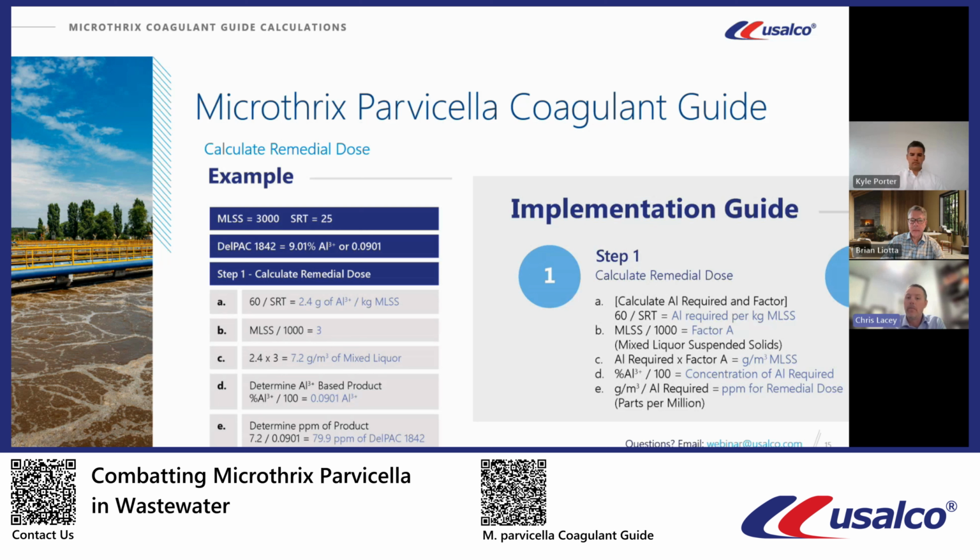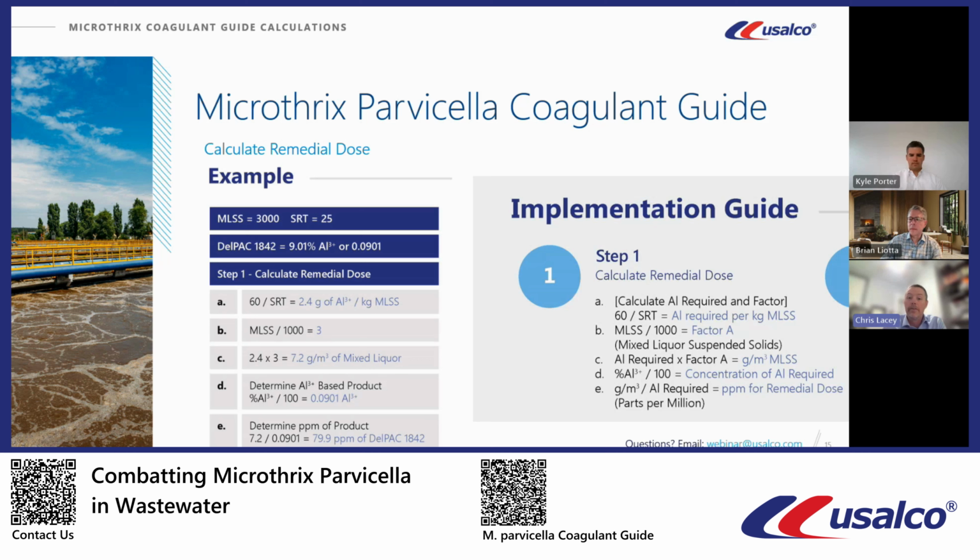And then we get to step B, where we convert the milligrams per liter of the mixed liquor suspended solids to the kilograms per cubic meter for the example, which we have is at 3,000. And we then divide that by the factor of 1,000, which then equals 3. So we get into step C, determine the dose of aluminum per cubic meter of mixed liquor, which is taking the result from A and multiplying that by the result from B. So 2.4 times 3 would be 7.2 grams per cubic meter of aluminum required for that particular mixed liquor solution.